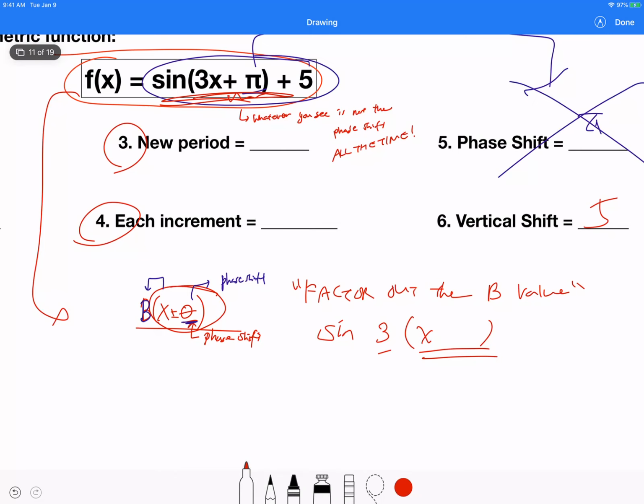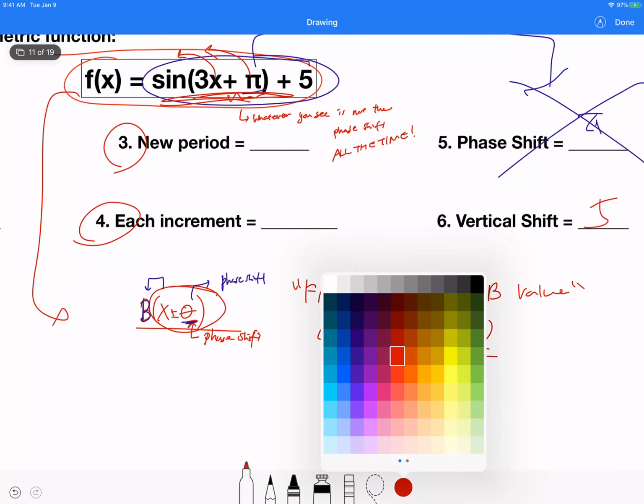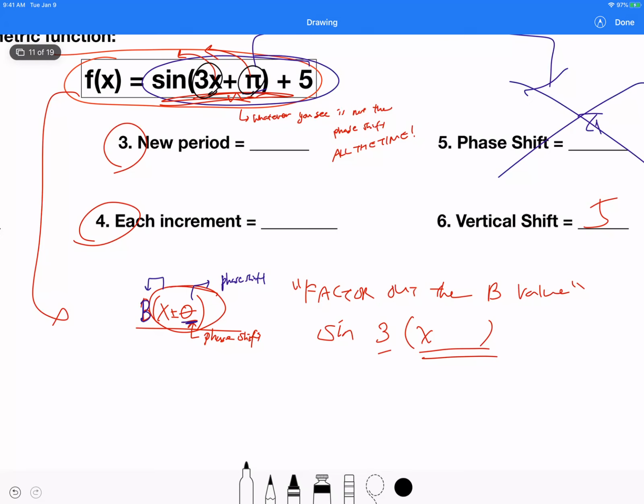that means you have to put x because the 3 is coming out from the x, but also 3 is coming out from here. Essentially, when you factor out the 3, you need to take both of these components, 3x and plus pi, and divide by 3. So if you do 3x divided by 3, it becomes an x, which goes right here. If you take pi and divide it by 3, that becomes pi over 3, right? So that means your phase shift would be pi over 3. That is what you're going to put right here.